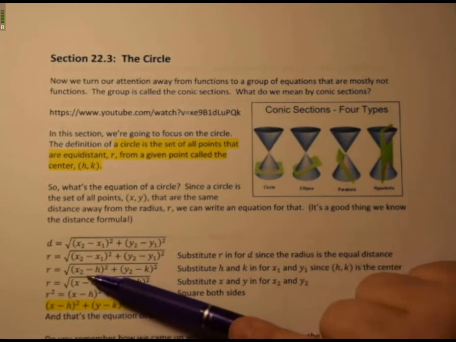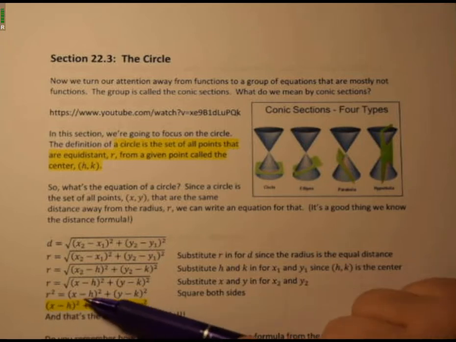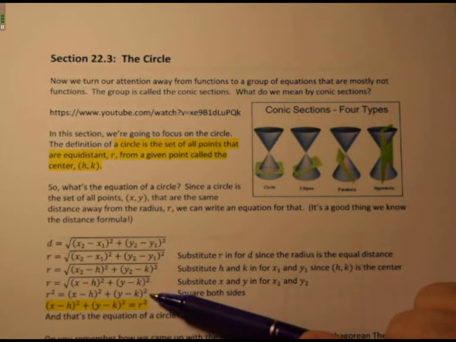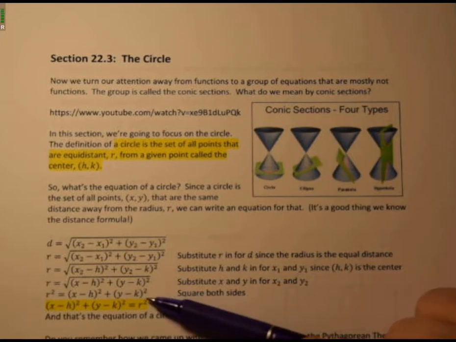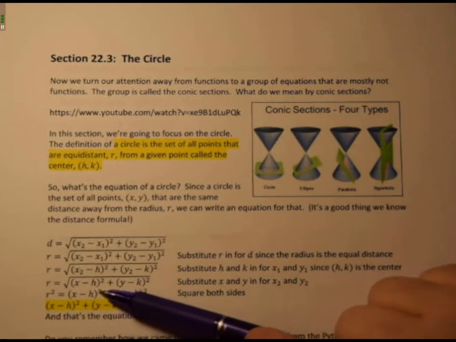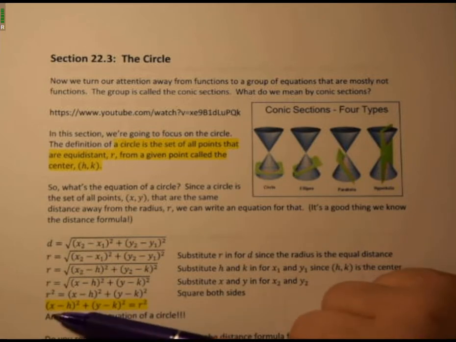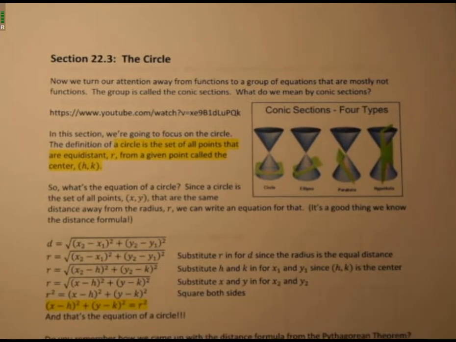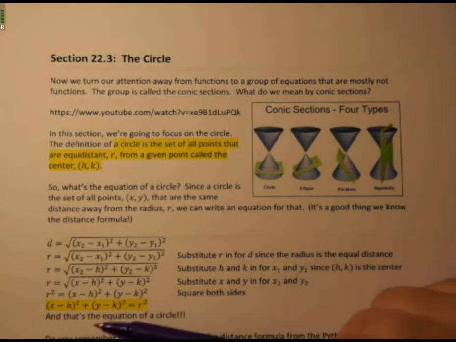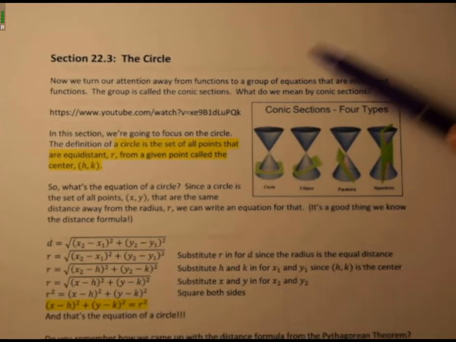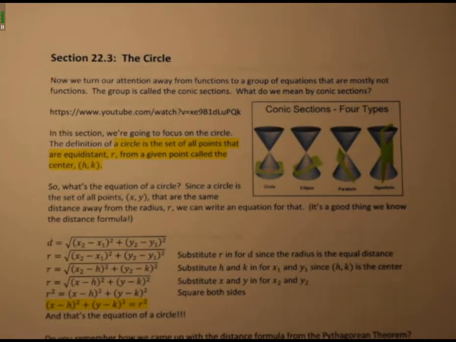Okay, and then if we square both sides, we get r squared is equal to (x minus h) squared plus (y minus k) squared. And if we just rewrite that so we have the right side on the left side and the left side on the right side, that's the equation of a circle, which once again is just a squared plus b squared is equal to c squared, the Pythagorean theorem.